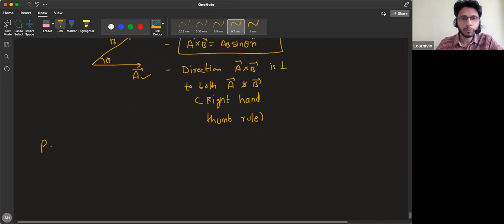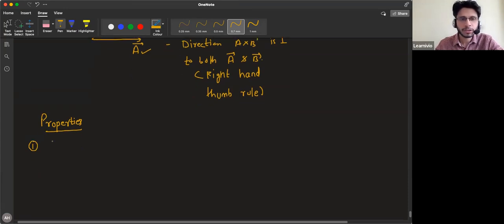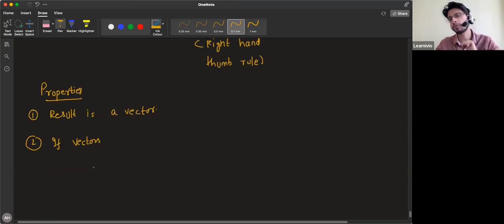So there are certain properties of cross product. The first property is the result is a vector quantity. The second property is if you have two parallel vectors, like if vectors are parallel. Mamuna, what is the angle between two parallel vectors? If we have two vectors which are parallel, what is the angle between them?